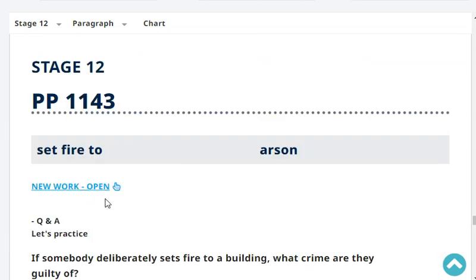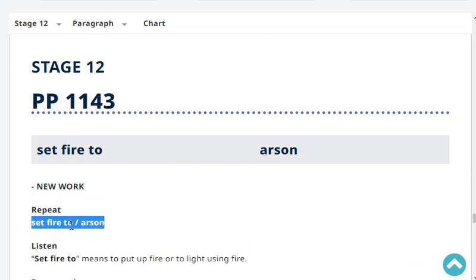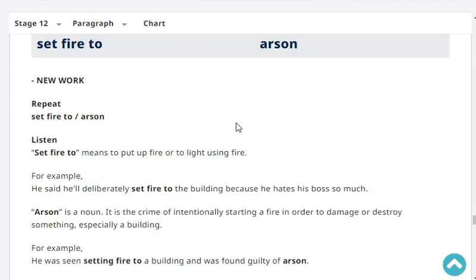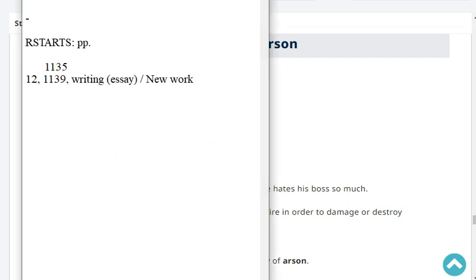Very good. Next, repeat. Set fire to. Arson. Very good. Okay, listen. Set fire to means to put up fire or to light using a fire.